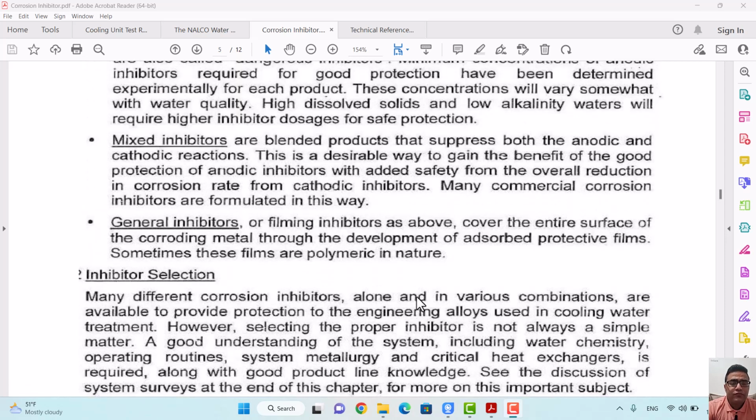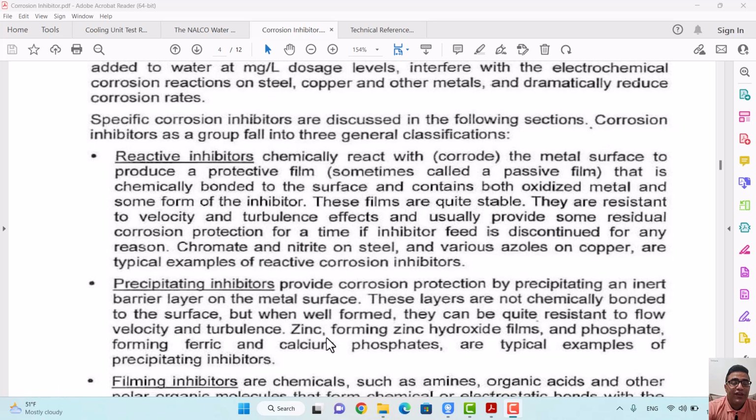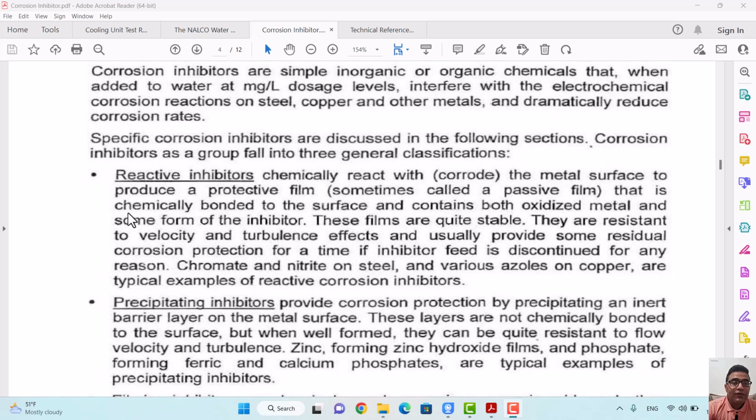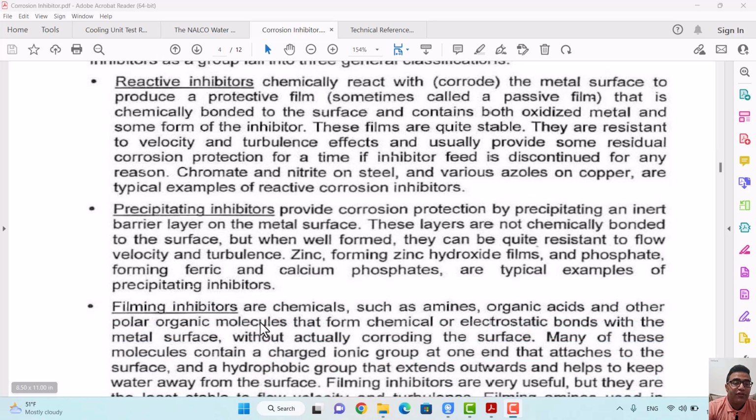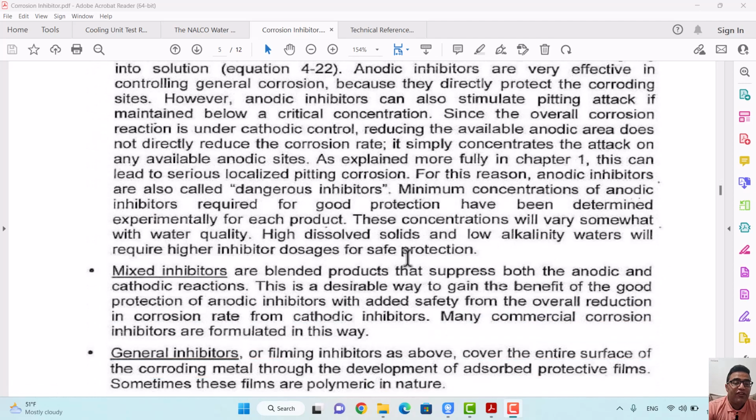So these parameters are good parameters in order to select the best type of inhibitors. They should be checked and evaluated in order to be able to select the best type of inhibitors. But among the inhibitors that we discussed here, they are categorized into two groups: from the reactive perspective, precipitating inhibitors and filming inhibitors, and from another perspective, cathodic inhibitors, anodic inhibitors, mixed inhibitors and general inhibitors.